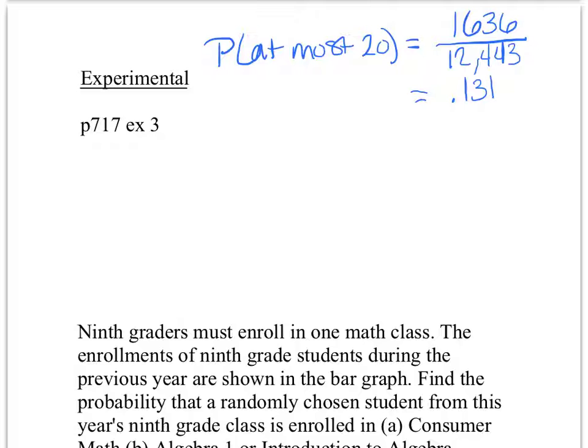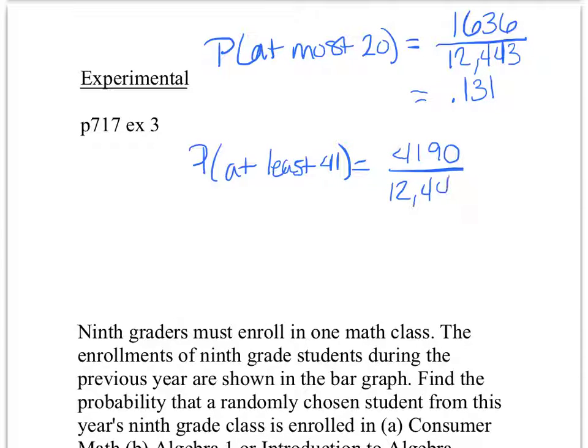Now B says, what's the probability they're at least 41? And that becomes somewhat simple. So at least 41 means 41 and older. So we add up all the bars that are 41 and older. So it's 3,693 plus 491 plus 6, which gives us 4,190 on top. And they're still out of 12,443 people, which when you do the calculations gives us 0.337. And that should have been pretty easy for us. You guys have done these for years.